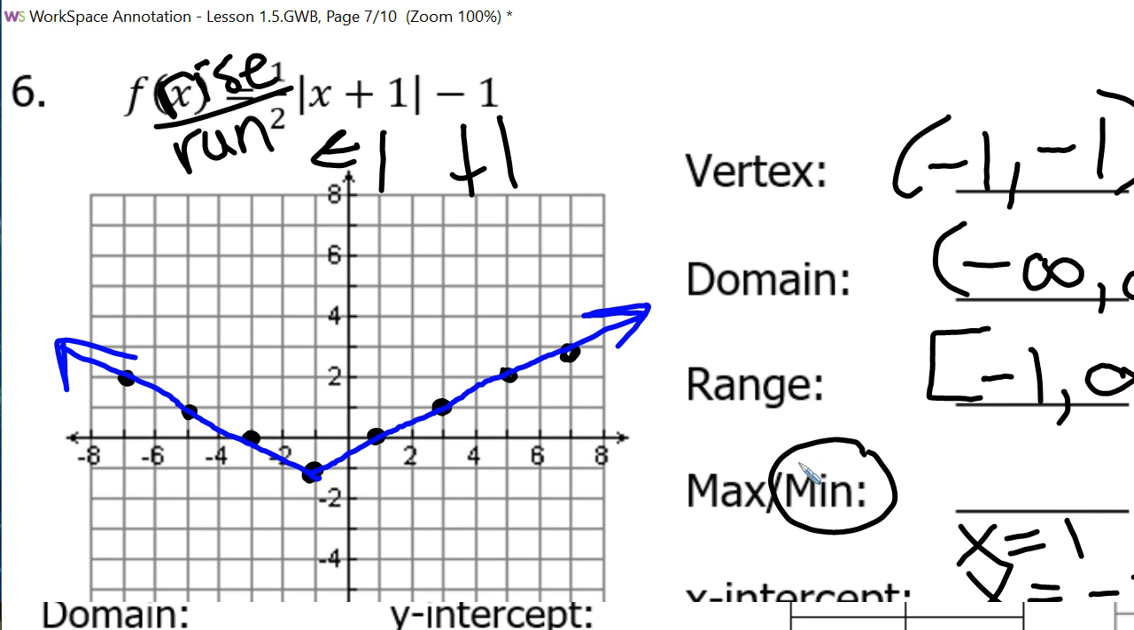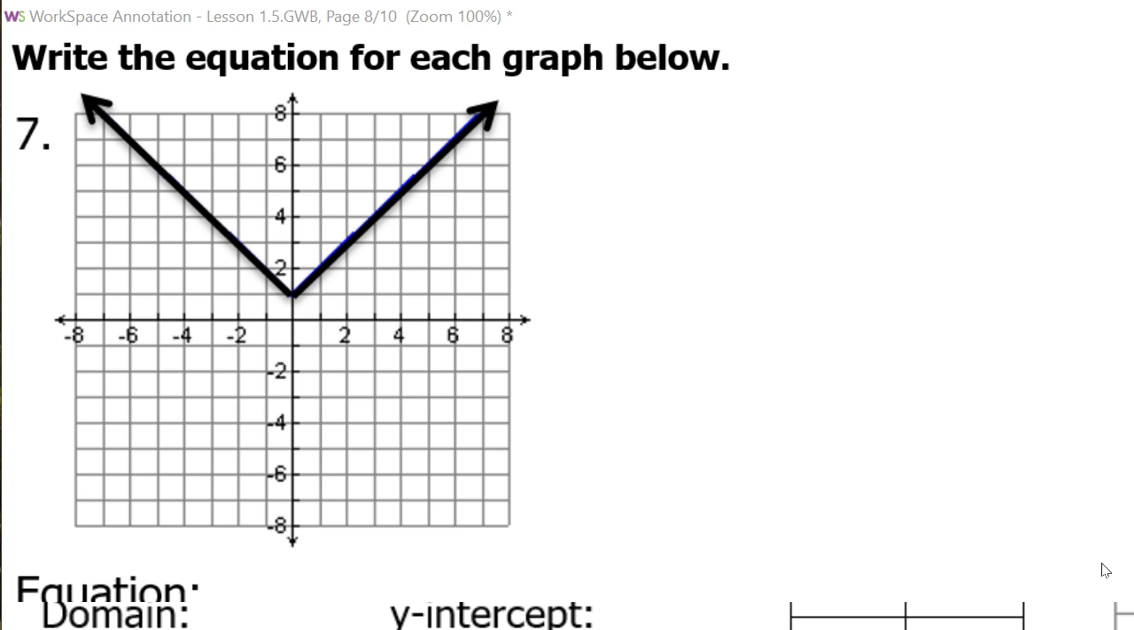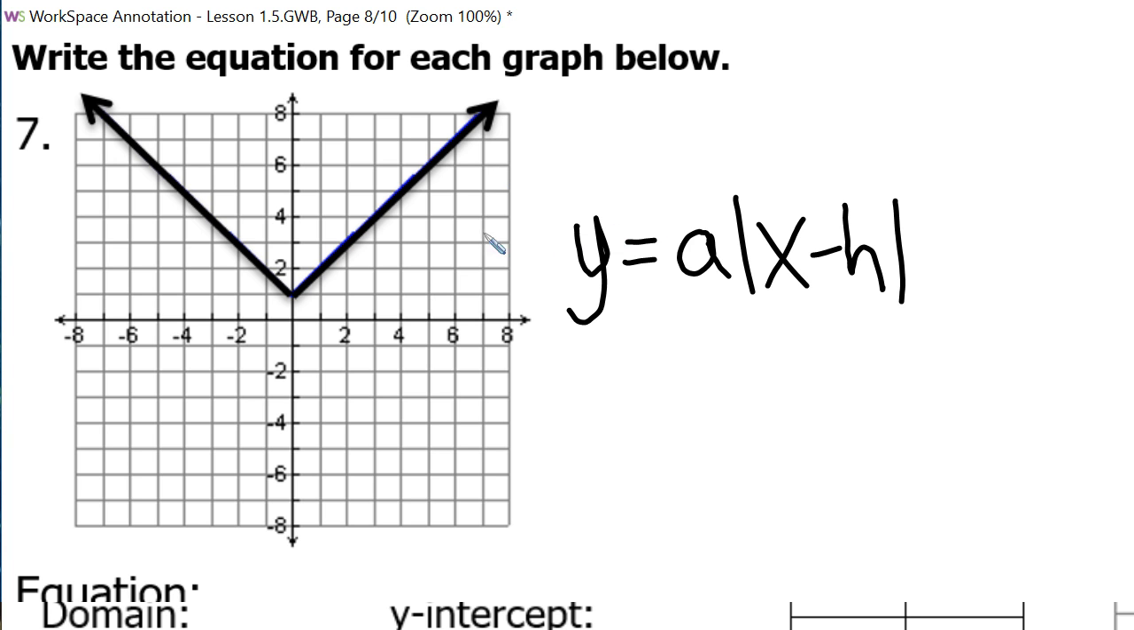Okay, the last one, number 3. Now we're going backwards. Now we're given the graph. We have to write the equation. So our equation needs to be in vertex form. y equals a, inside the absolute value is x minus h, plus k.